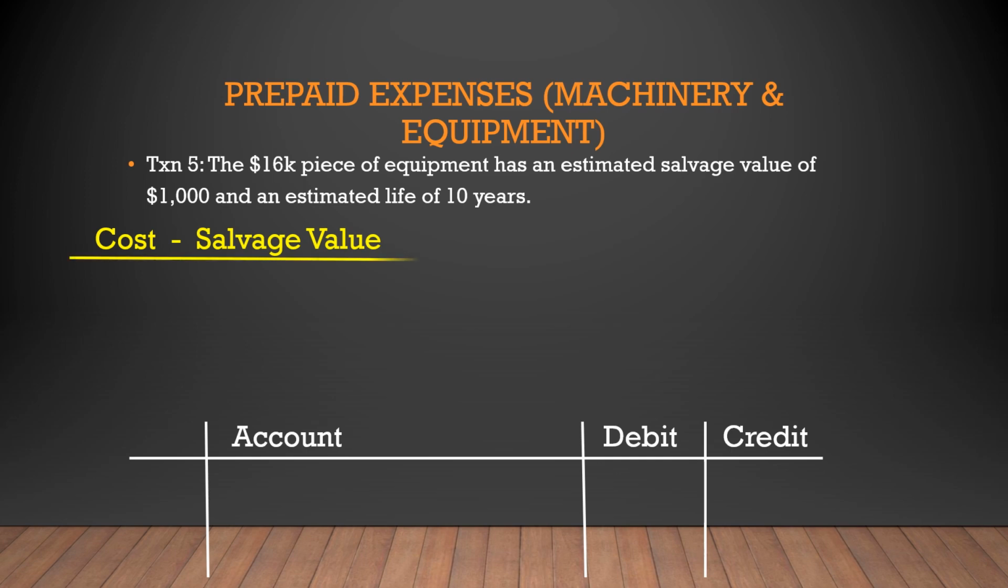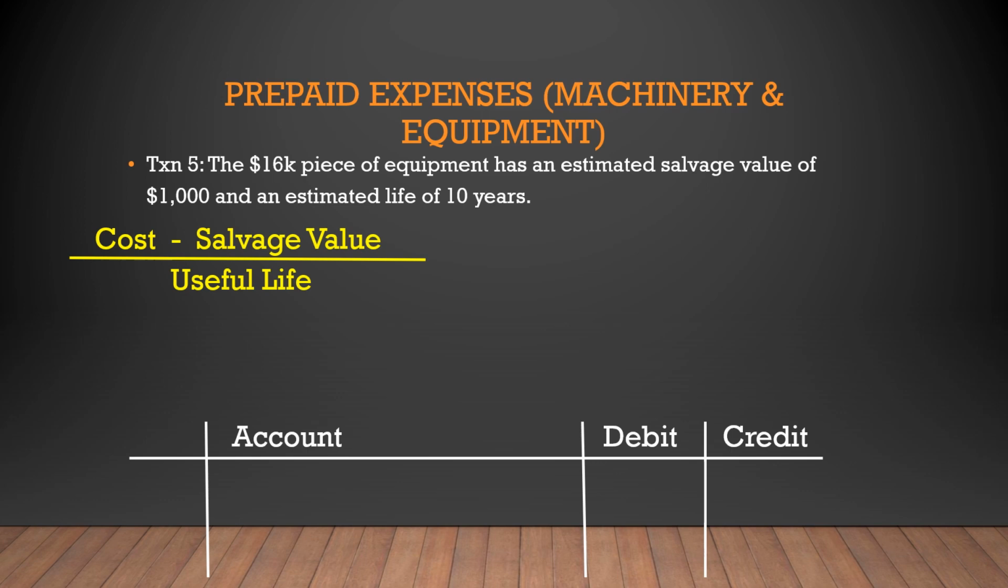We then divide the depreciable amount by the asset's useful life. Again, this amount is another estimate of how long we expect the asset to last before needing replacement. The ending result is our annual depreciation. Let's examine the $16,000 piece of equipment from transaction 5. Imagine it has an estimated salvage value of $1,000, and we estimate it will last for 10 years. How much will we depreciate for the month of December?